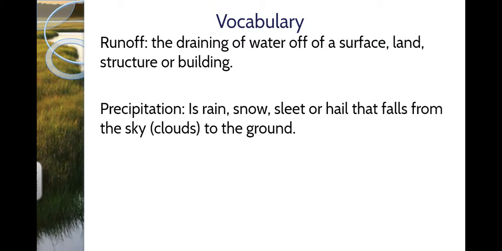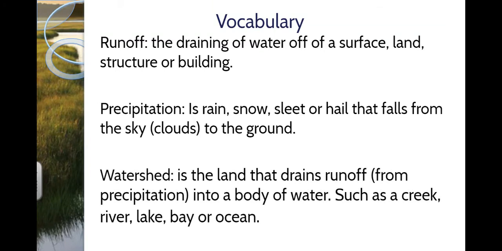And last, the watershed is the land that drains. Now we're going to use our vocabulary. It is the land that drains water off a surface from rain, sleet, or snow or hail into a body of water. You see how I literally use our definitions to plug in the bigger words that we have? So this way we understand what a watershed actually could look like, okay?